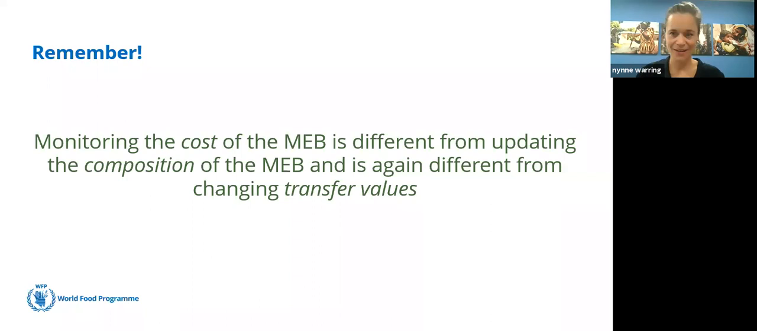At some point, depending on those factors we just talked about, you might want to revisit the composition of what goes into that basket. And then again, translating all of this into operational decision-making, which is how much do we then give to people, is again a third thing. If you want to talk more about transfer values, I really encourage you to revisit the webinar we had last week with the recording and the Q&A that's coming out, because it talks a whole lot about all these other things outside of just the MEB and the cost of that MEB that go into the transfer value decision. So that's why we wanted to make sure it is clear that these things are different. They relate, but they are different processes and different decisions.